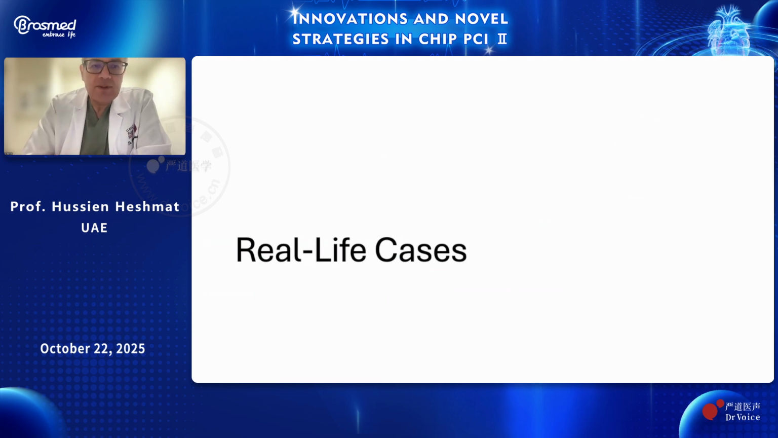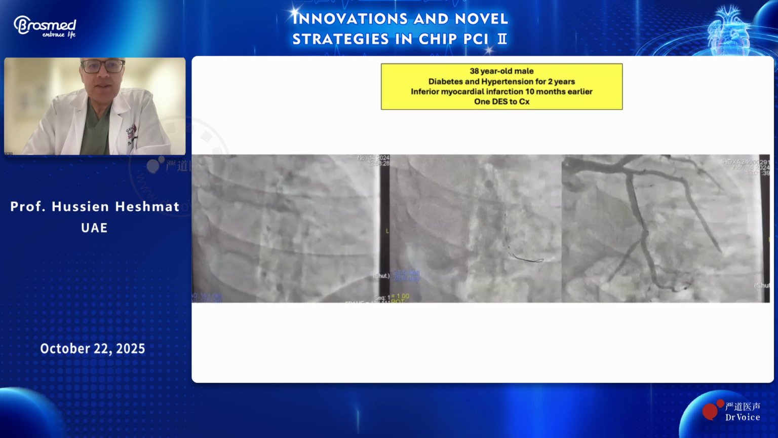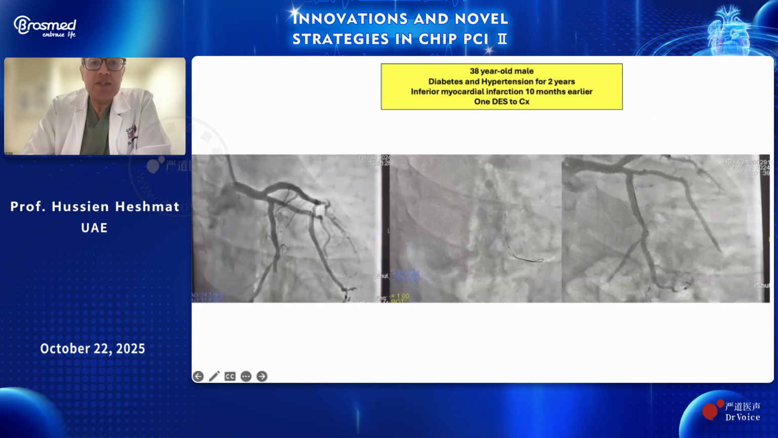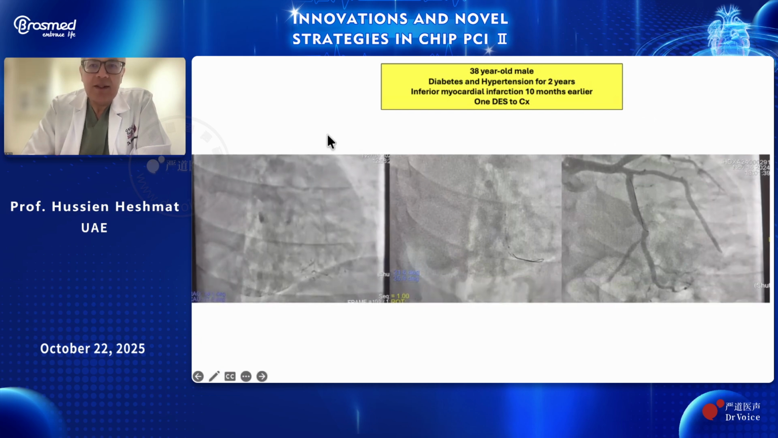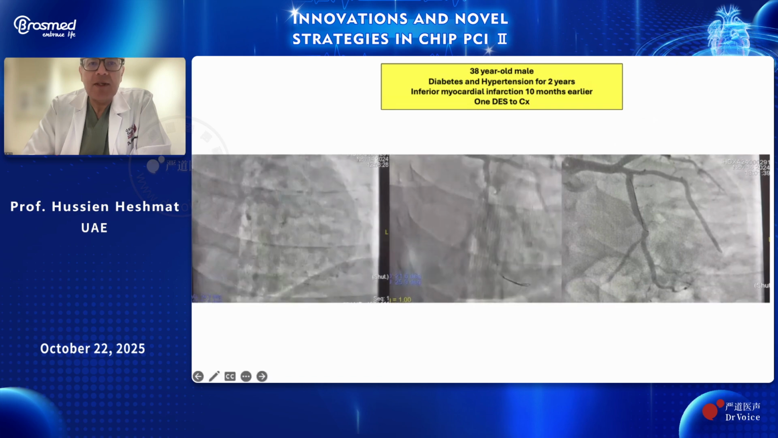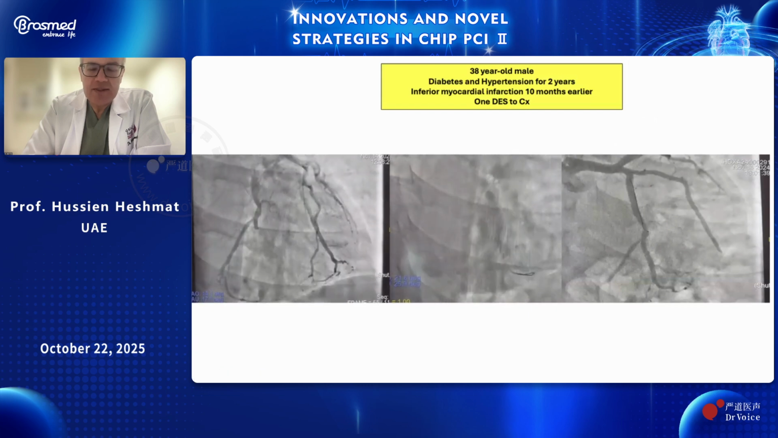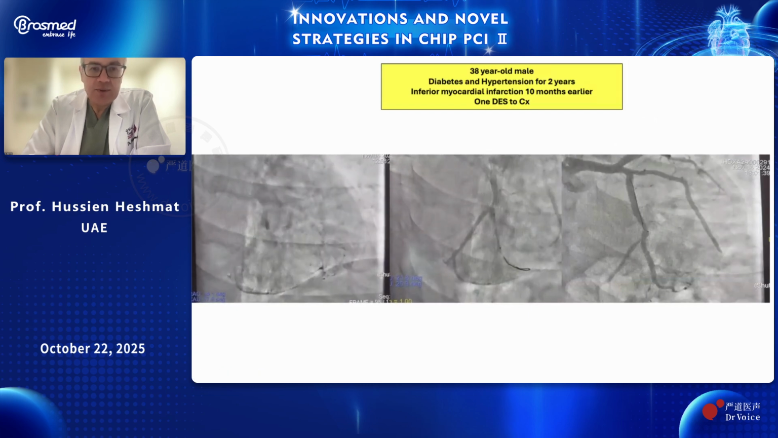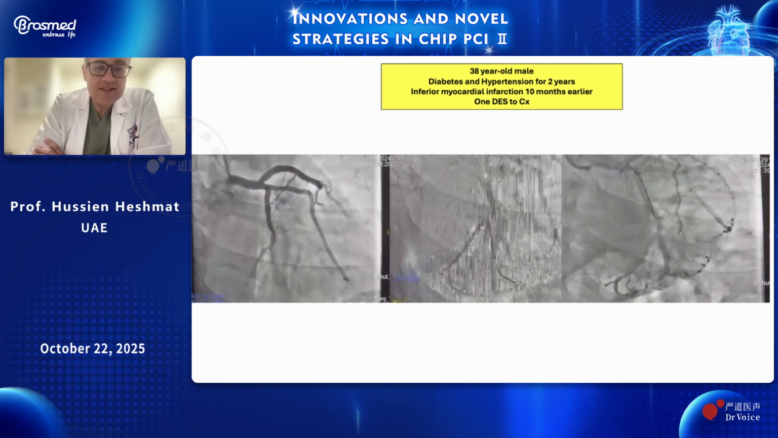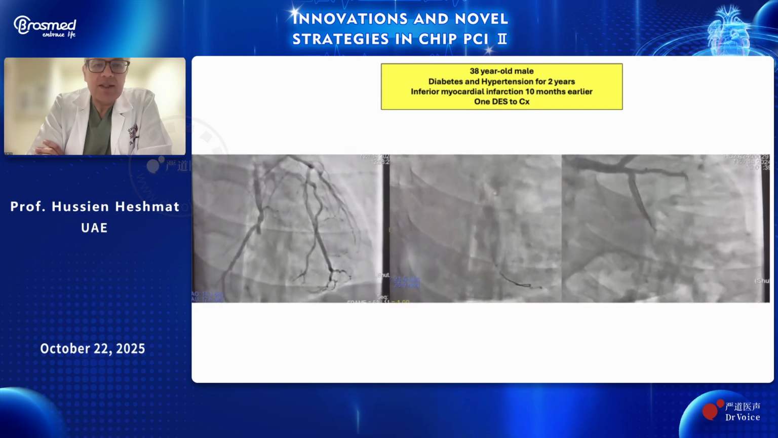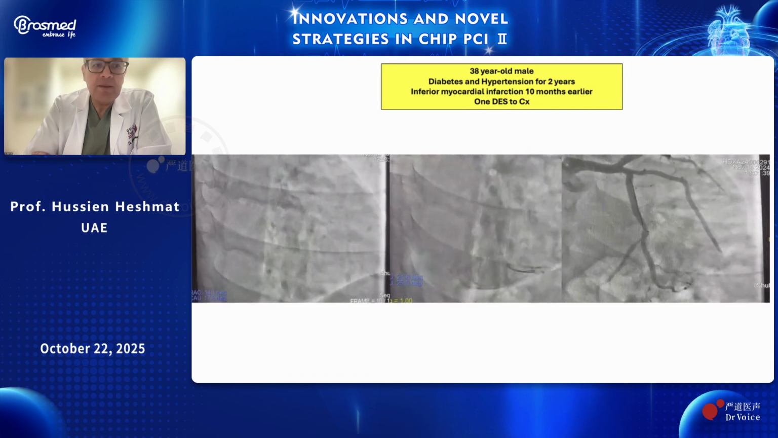So without a lot of theory, we'll go directly into the real life cases, starting with this gentleman. You will see that the majority of my patients are relatively young. Here, where we live in the Middle East, the average age of having an acute coronary syndrome is 10 years younger than what we see in the Western world. So this is a 38-year-old male, less than 40, and he already had an inferior myocardial infarction 10 months before I saw him.